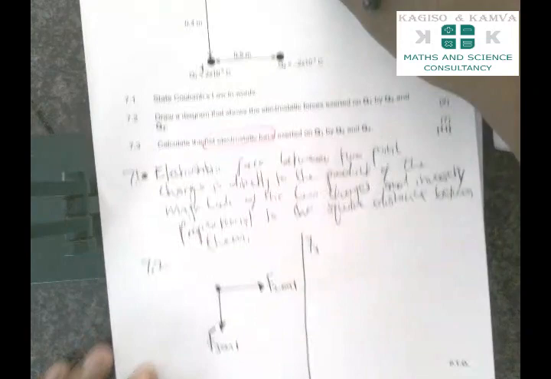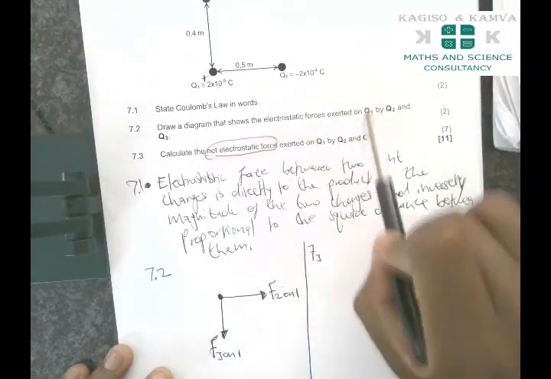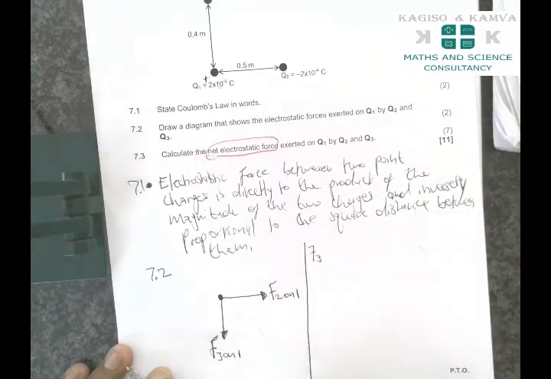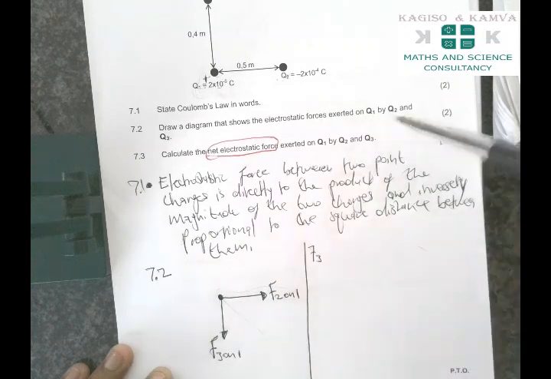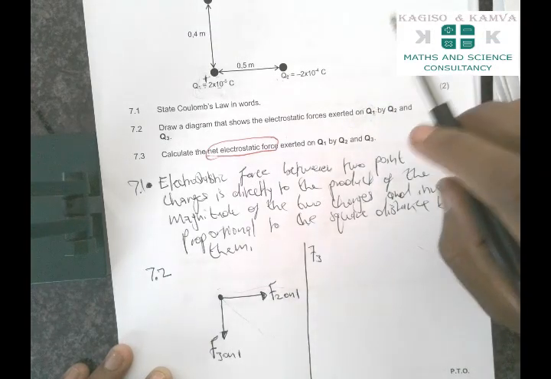They were specific. They said draw a diagram that shows the electrostatic force exerted on Q1 by Q2 and Q3. Are we together? So the forces that are exerted on Q1 by Q2 and Q3.